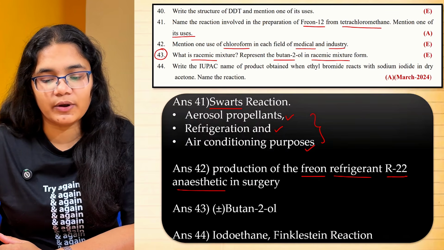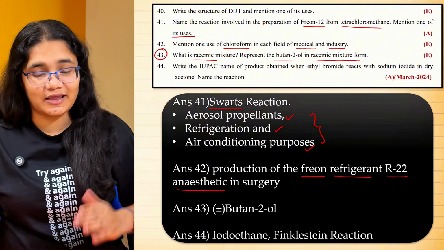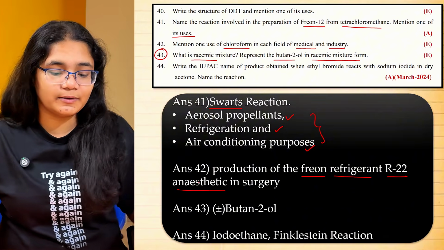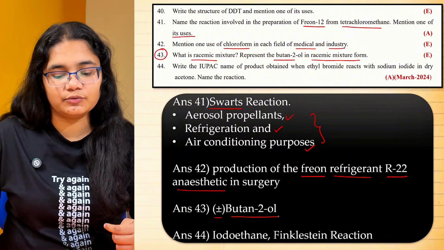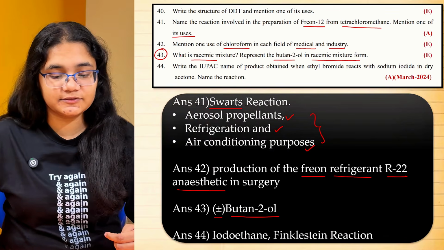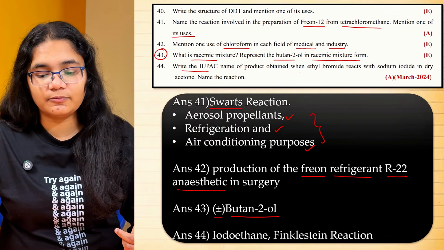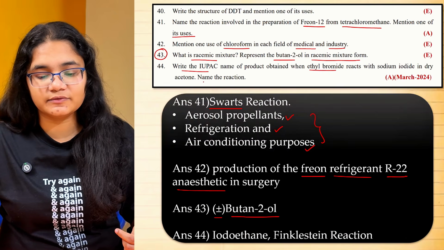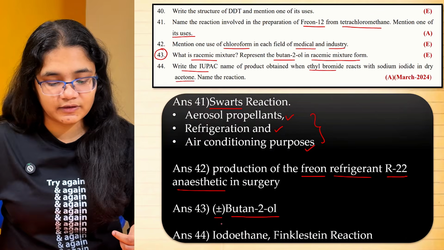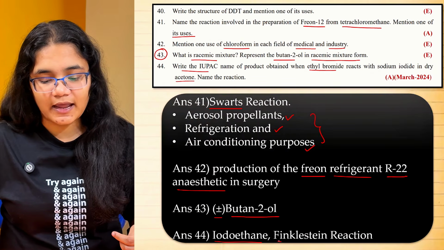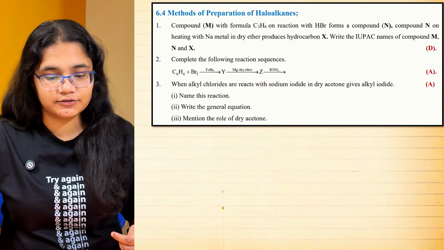Next, what is a racemic mixture? Represent butan-2-ol in the racemic form. I have already discussed this two times. How do we represent it? Because both the enantiomers are present, you have to write plus minus butan-2-ol. Next, write the IUPAC name of the product formed when ethyl bromide reacts with sodium iodide in dry acetone. This is your Finkelstein reaction, so you will get iodoethane, and the name of the reaction is Finkelstein reaction.